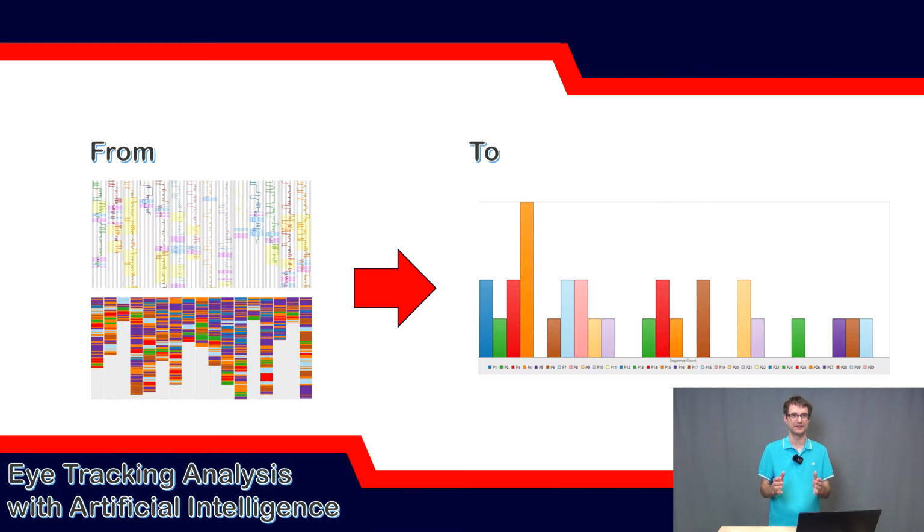Hello eye tracking community. My name is Michael and in this video we will talk about sequence analysis and how we can use artificial intelligence to search patterns in eye movements. In the previous video we talked about how we can use visualizations to analyze eye movements and to find patterns in the eye movements. In this video we will additionally use automatic components.